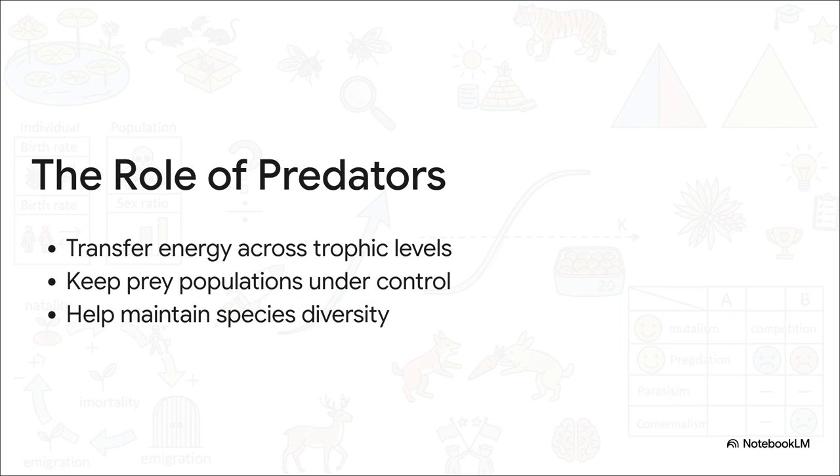When we say predator, we usually think of a tiger and a deer, don't we? But the role is so much bigger than that. Predators are absolutely crucial for a healthy ecosystem. They move energy up the food chain, they keep prey populations under control so they don't get too big, and they even help maintain species diversity by preventing one prey species from just taking over everything.